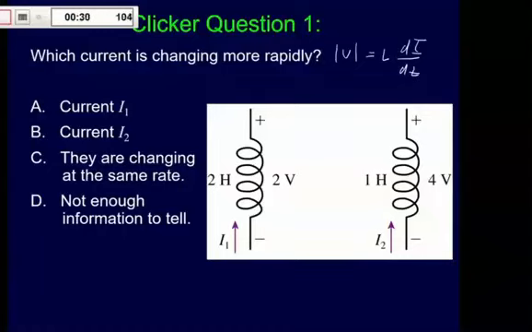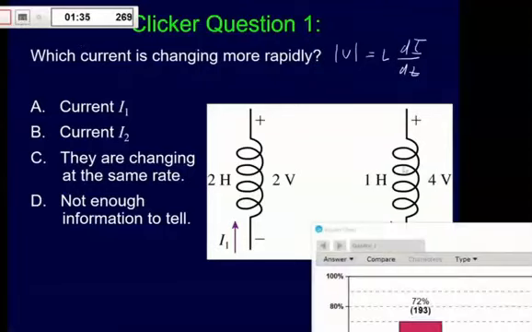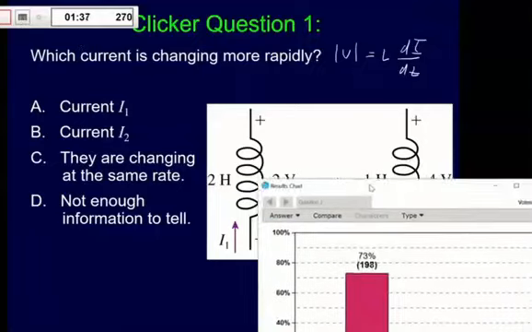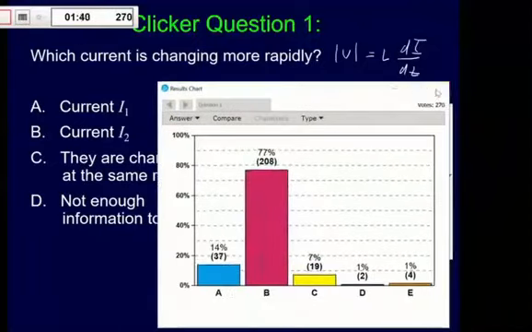And then we're telling you the voltage across them. We want to know which one has a bigger magnitude change of current. So think about this one and let us know what you come up with. Okay, it looks like we're doing pretty good. We're just learning this stuff, so that's great. I think I agree with the majority.